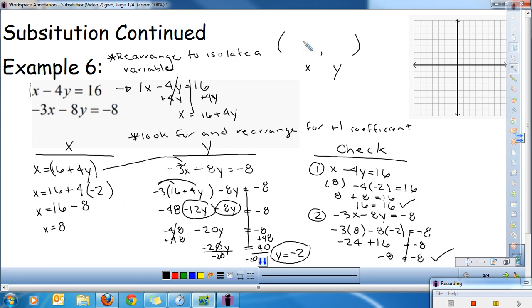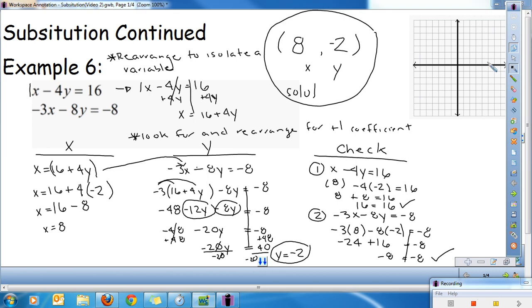My x and my y work, so I'm going to write my solution. x is 8, and y is negative 2. Here is your solution. Let's do a couple more examples of this because this one's a little bit challenging.